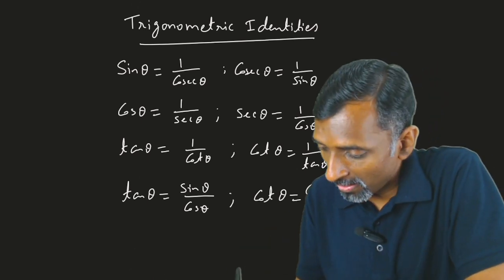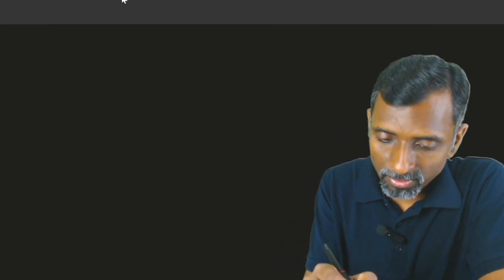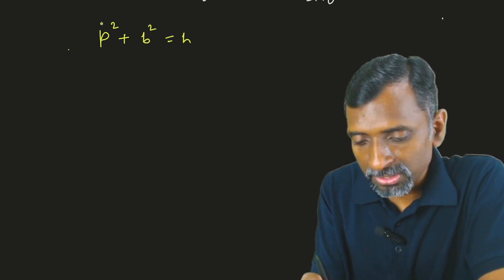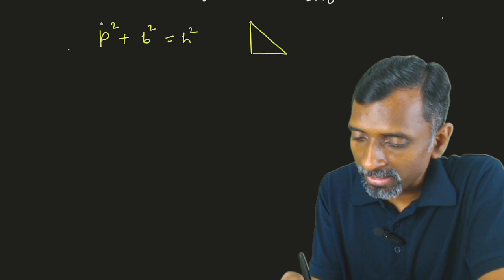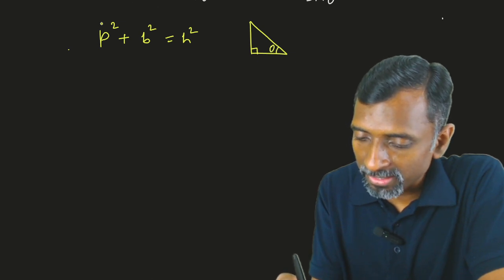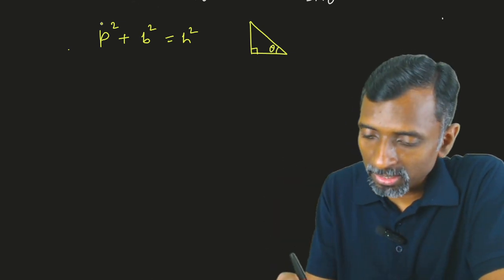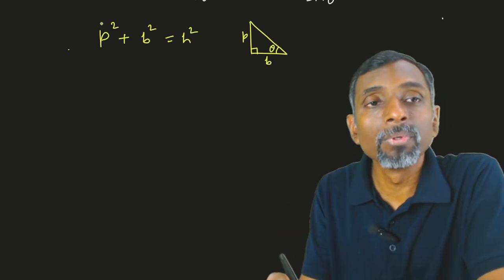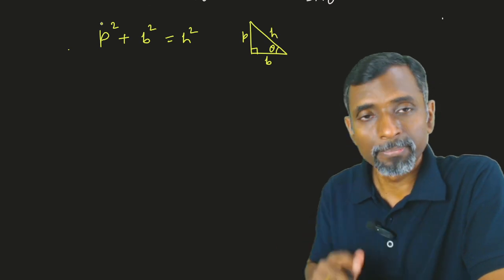Now, if we are talking about the trigonometric identity, you know the Pythagoras theorem. You can start trigonometric identity with the Pythagoras theorem. We know that the Pythagoras theorem can be written as perpendicular square plus base square is equal to hypotenuse square in any right angle triangle. If we consider this as a right angle triangle, the opposite of theta is called the perpendicular, the adjacent of theta is called the base, and the opposite of the right angle is called the hypotenuse.